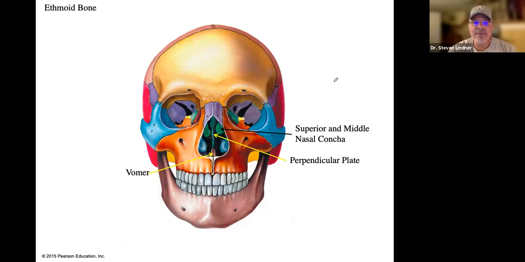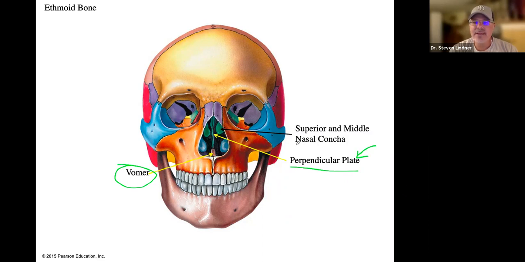Here's the ethmoid bone from a different perspective, right? Looking in the nasal cavity, there's the vomer, which is the most inferior extension. There's the perpendicular plate as we start moving up. That's what we call the nasal septum, right? That separates the nose. When people say they have a deviated septum, that's what they're talking about, that perpendicular plate.